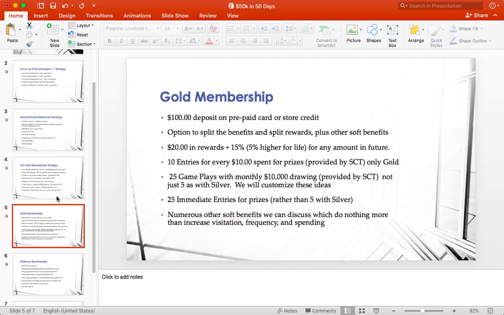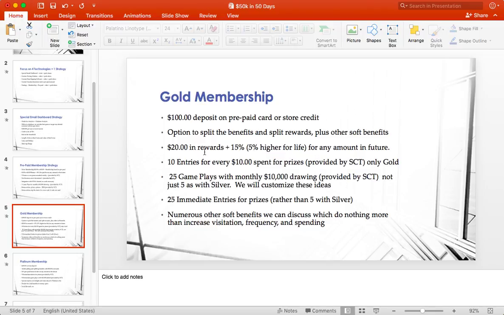Now we're going to go to a gold membership, which is $100. Now people will walk up to your desk, hand you $100. They get the option to maybe split this. Maybe they get two $50 cards. They get $20 in rewards, which they keep on their own. So for $100, they get two $50 cards. One they can give to their friend, one they keep for themselves. The $20 in rewards goes to them alone, or they can split that 10 and 10 if they want to.